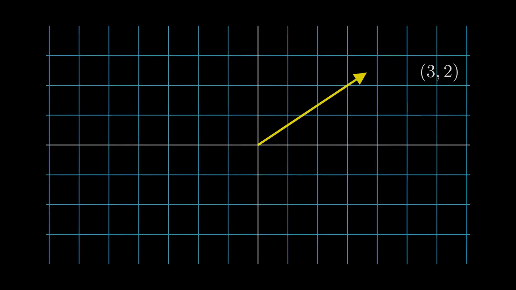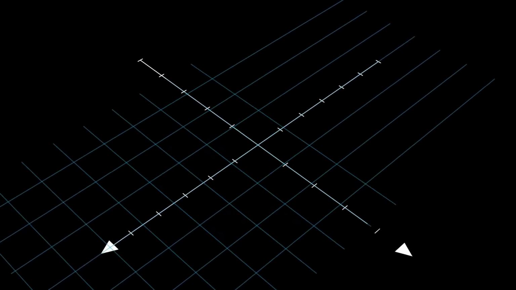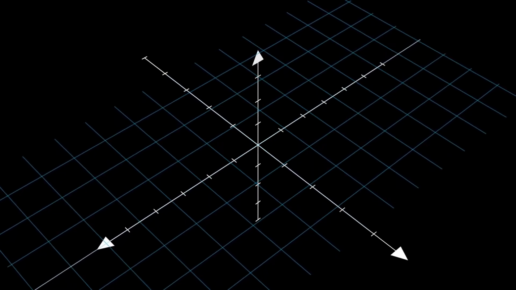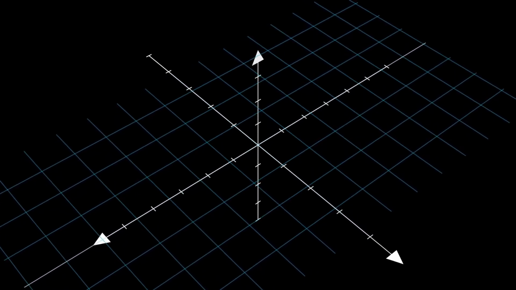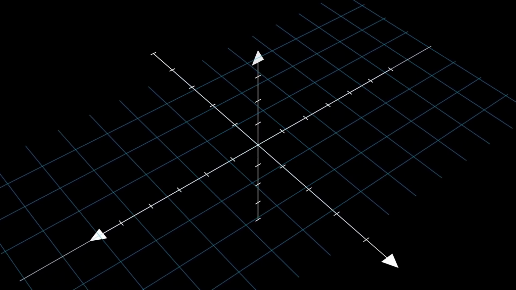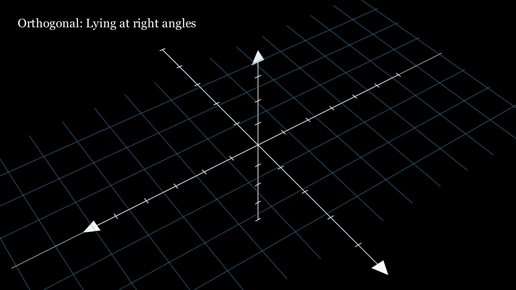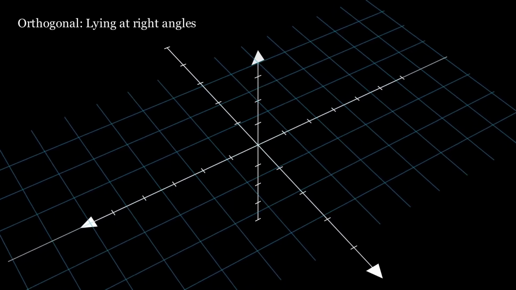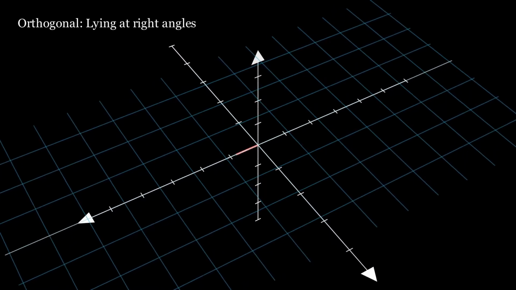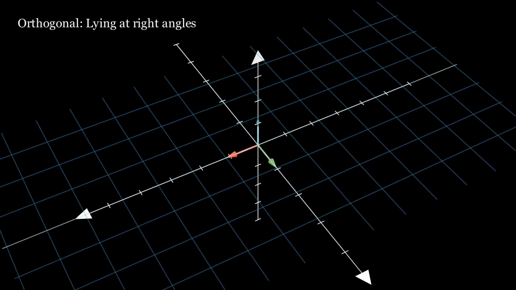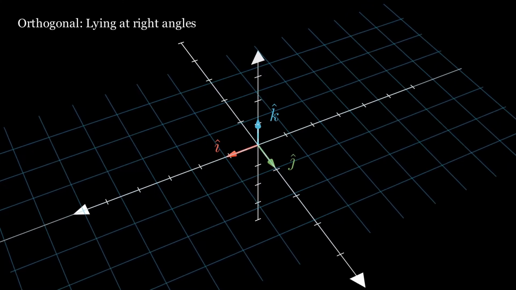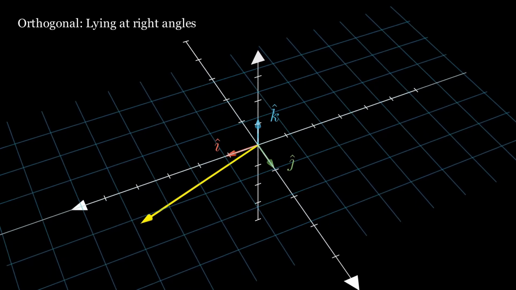But what about 3 dimensions? Here is a representation of 3-dimensional space projected onto your 2-dimensional screen. As you can see, all 3 axes in the 3 dimensions are orthogonal to each other. We can use this fact to define a vector of length 1 in each of the principal axes x, y, and z.